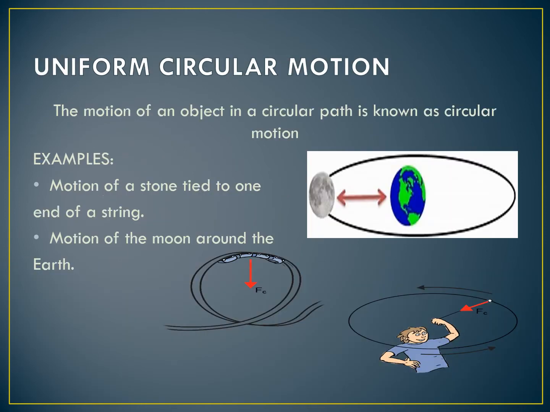Today we will discuss circular motion. The motion of an object in a circular path is known as circular motion. There are many examples of circular motion, like the motion of a stone tied to one end of a string. Motion of the moon around the earth is circular motion. Motion of a toy train on its circular track is also circular motion.